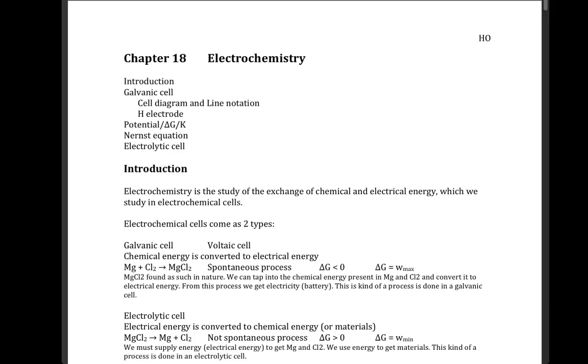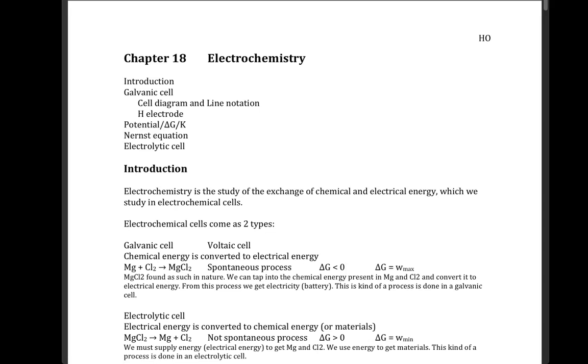These are our Chapter 18 electrochemistry notes. Our outline is Introduction, Galvanic Cell, which introduces us to cell diagram and line notation and the hydrogen electrode. We have potential, delta G and K, those are from previous chapters, the Nernst equation, and the electrolytic cell.